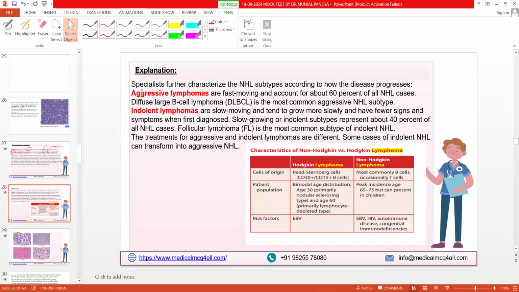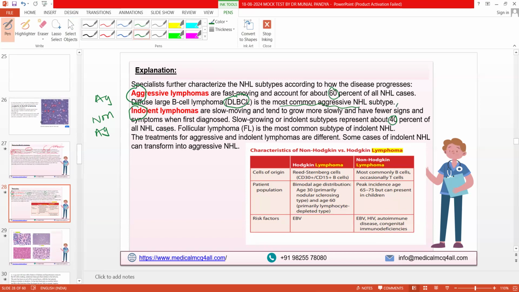So as I told you, there are aggressive and non-aggressive lymphomas. Aggressive is aggressive, that is how the name comes. Indolent, or you can say non-aggressive, is the fancy name. Diffuse large B-cell lymphoma is an aggressive lymphoma, and it is one of the most common aggressive ones. And extra aggressive is Burkitt's lymphoma, as I told you. In terms of presentation, 60% are aggressive and about 40% are non-aggressive. This is the statistic we see in our practice.